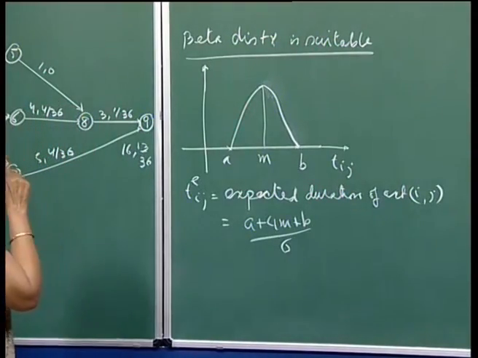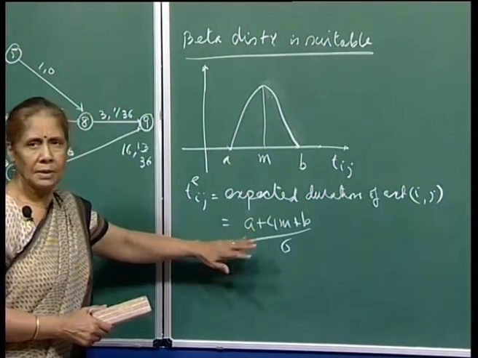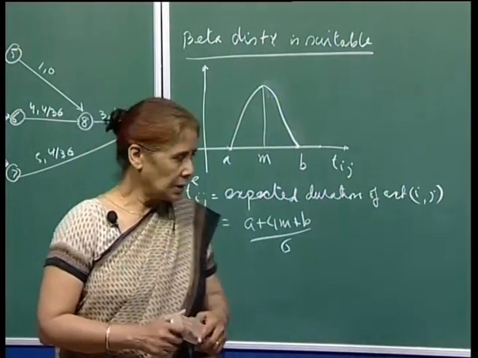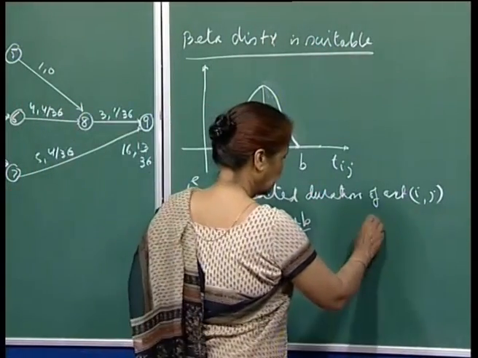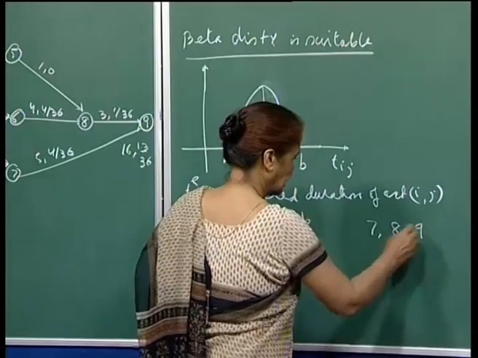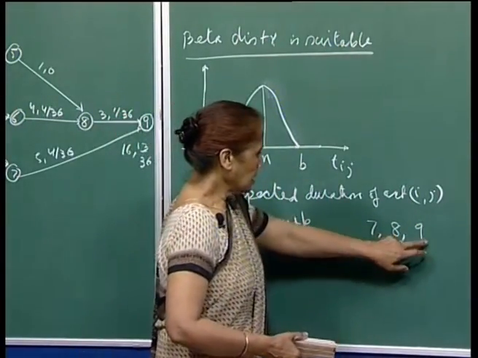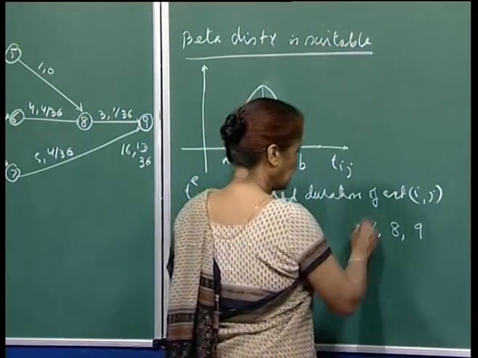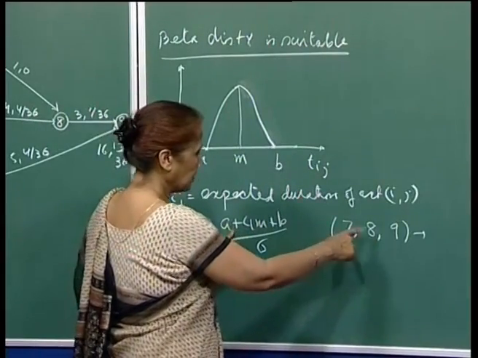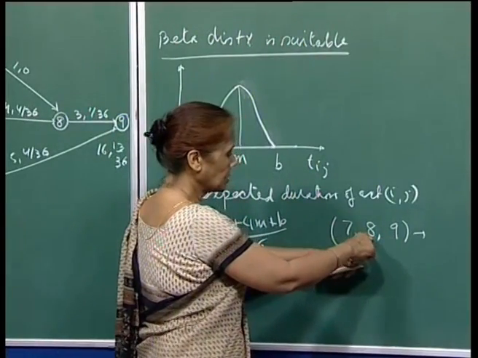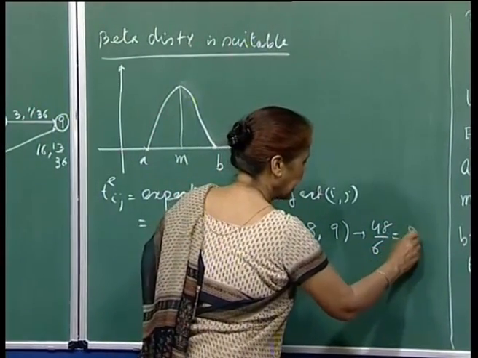Now, see what happens is that this is not enough, because if you have simply just the expected duration of an activity, let me give you numbers. Say for example, if you look at the numbers 7, 8 and 9, that means A is 7, M is 8 and B is 9, then the expected duration according to this formula would be 7 plus 9 is 16, 16 plus 32 is 48. So, 48 divided by 6 will be 8, right.